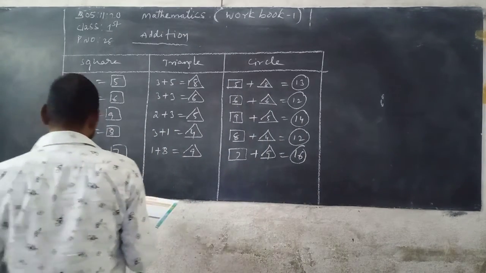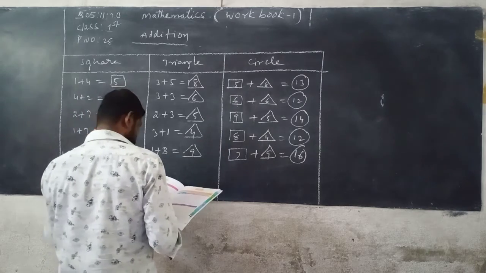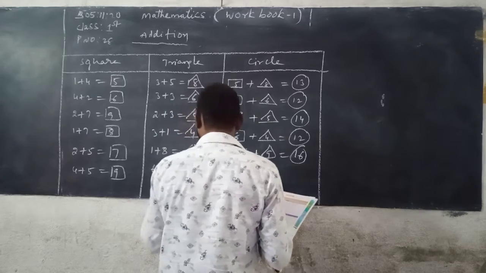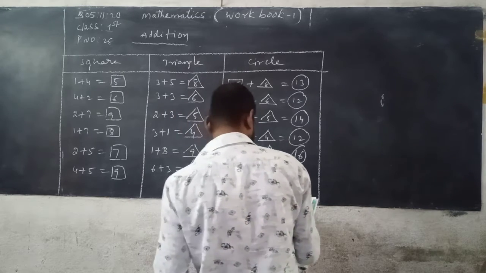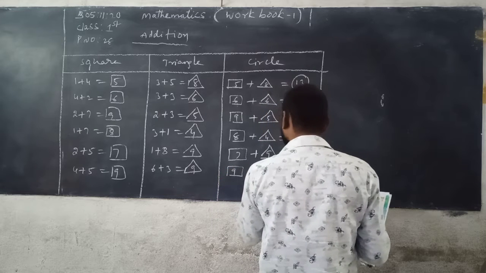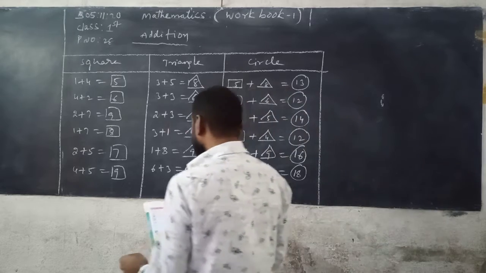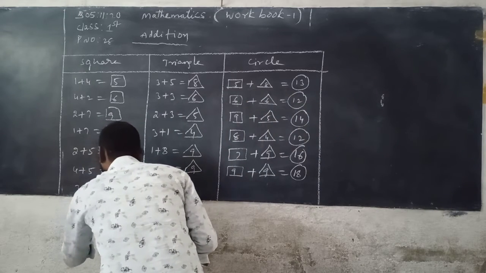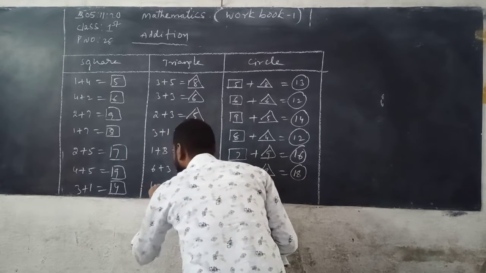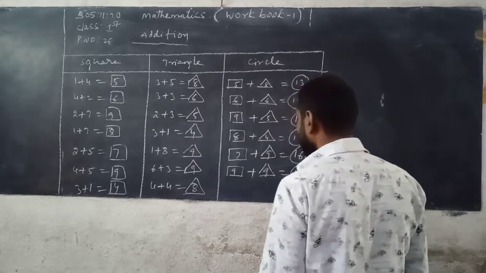Now next 4 plus 5. 4 plus 5 you can get 9. 6 plus 3 also you can get 9. So here 9 plus 9 you can get 18. Write in circle. Next 3 plus 1 you can get 4. 4 plus 4 you can get 8. Write in triangle set.